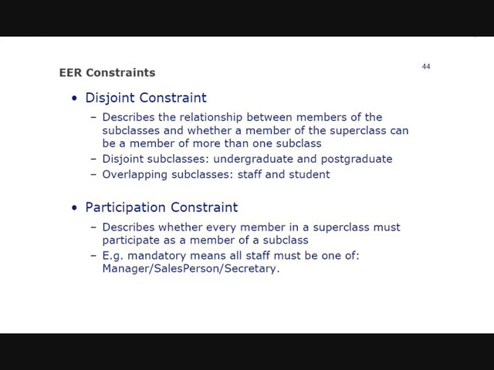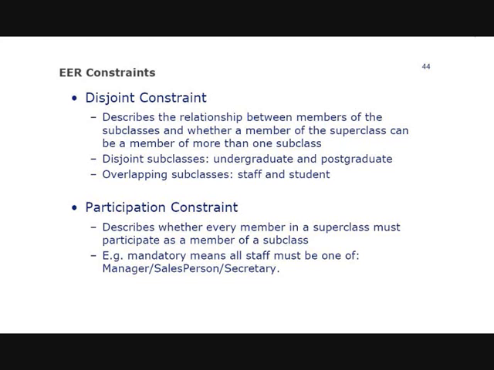Okay? So I can either have overlapping or disjoint sub-entities. At the same time, I can have mandatory or optional participation, and that means that every member of the superclass must participate as a member of at least one subclass.